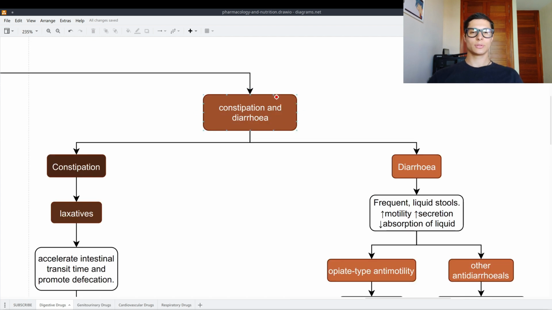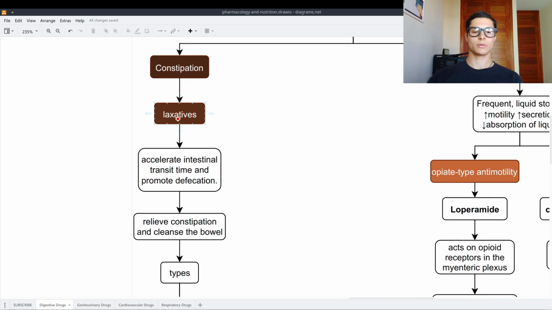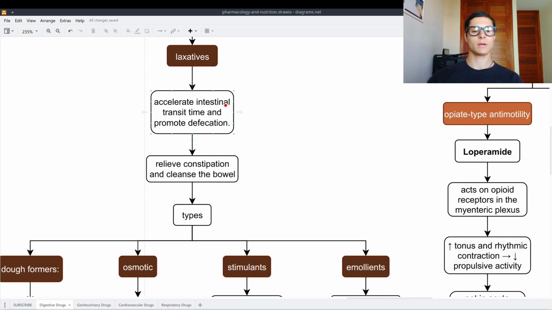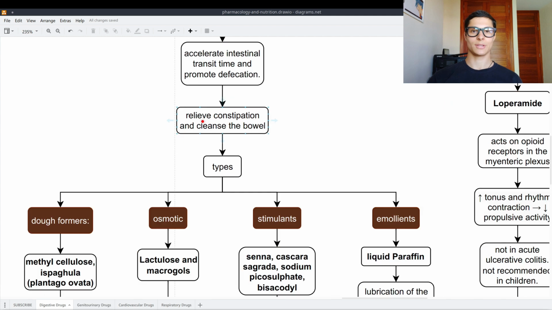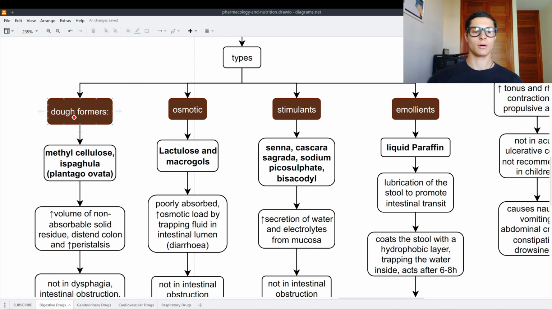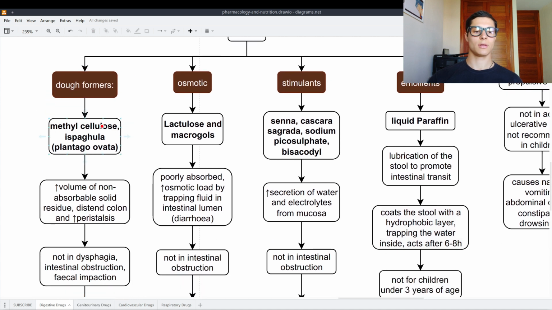And now it's time to talk about constipation and diarrhea. These are correlated with intestinal motility indeed. For constipation, we use the laxatives. They accelerate the intestinal transit time and they promote defecation. These are used to relieve the constipation and cleanse the bowel as well. Types: we have the bulk formers, methylcellulose, and ispaghula, the plantago ovata.